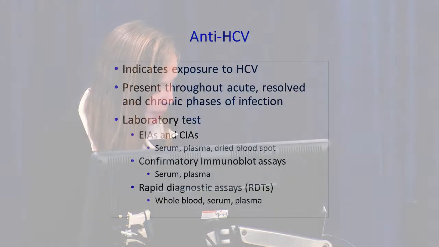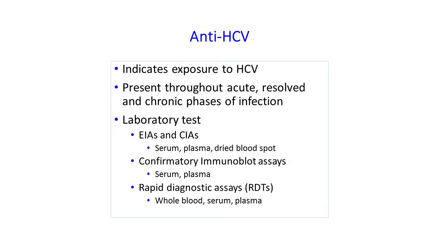Confirmatory immunoblot assays have traditionally been used to confirm a screening reactive antibody test. These use both recombinant antigens and synthetic peptides as antigens and are approved for use in plasma and serum samples. Previously, the Chiron RIBA was the most commonly used supplemental confirmatory assay. However, this assay has been discontinued and there are no longer any FDA-approved supplemental confirmatory assays available.